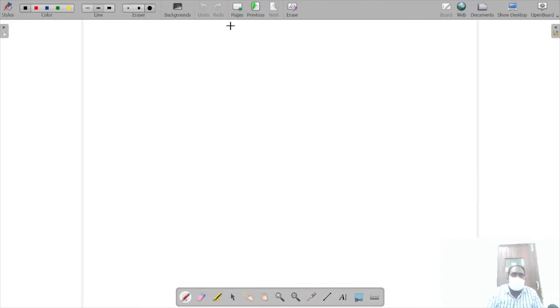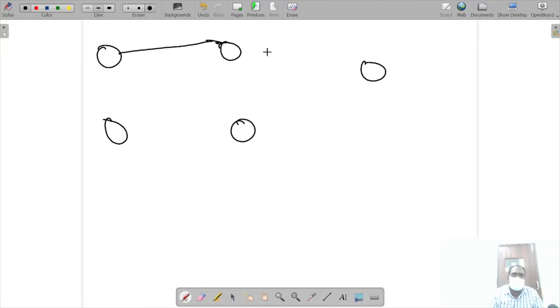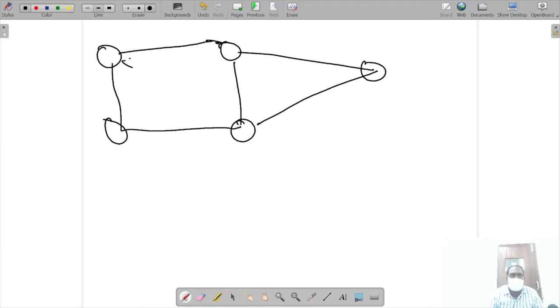Let's see an example for this. Let's say we have routers. Everything is connected. Let's say these two are connected. Now we have a routing table.